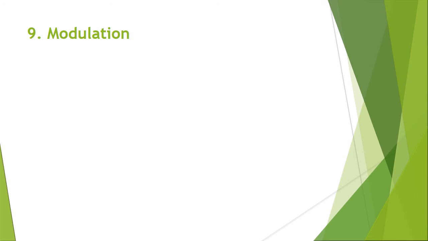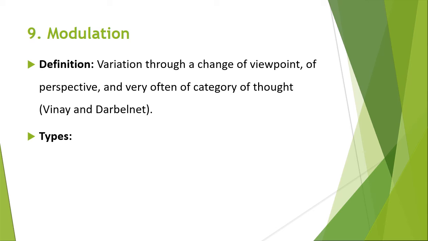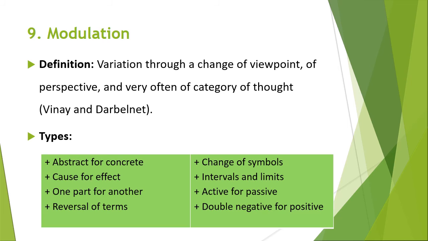And the next is modulation. Modulation is a variation through a change of viewpoint or perspective, very often in a category of thought. It is the definition of Vinay and Darbelnet. We have some types of modulation. First is abstract for concrete, cause for effect, one part for another, reversal of terms, change of symbols, intervals and limits, active for passive, and last, double negative for positive.